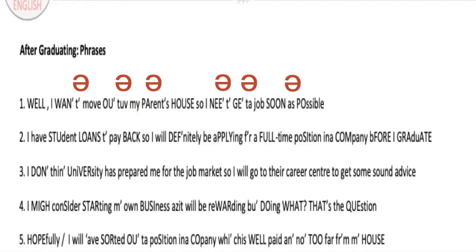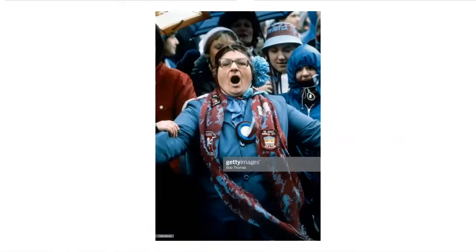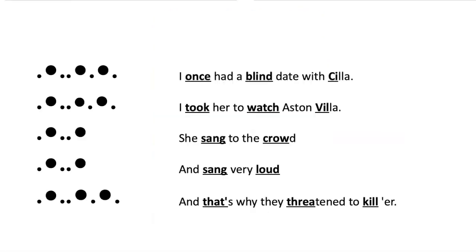So here's one I've done with the students, and they had to try to work out the schwa sounds in these sentences whilst they're reading it out. So if you look at the first one, well, I wanted to move out of my parents' house, so I needed to get a job as soon as possible. So you can see that there is a presence of schwas used all the time. But as I said, the limerick, which is a type of poem, helps as well.